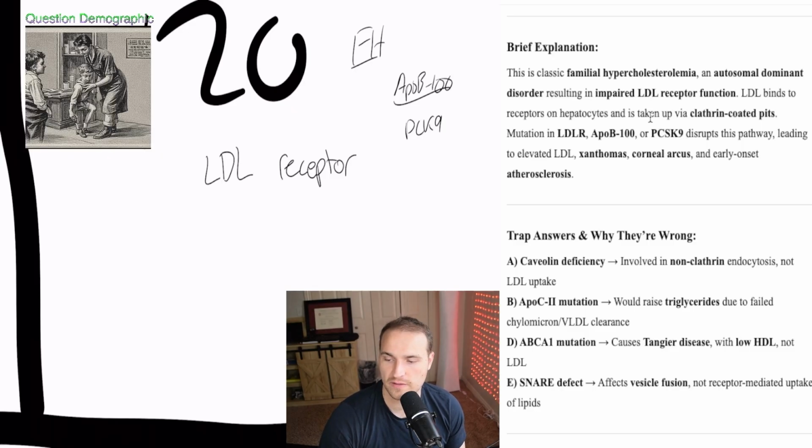Look for tendons and corneal arcus and LDL levels above 500, just a dead giveaway. And then you have to know the mechanism. Caveolin deficiency is non-clathrin endocytosis, not LDL. So that's why A is wrong. These other mutations are different diseases. ApoC2 would raise triglycerides because you can't clear the chylomicrons. And a SNARE defect affects vesicle fusion.